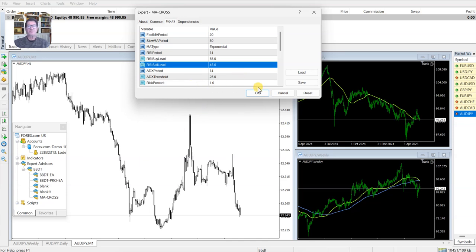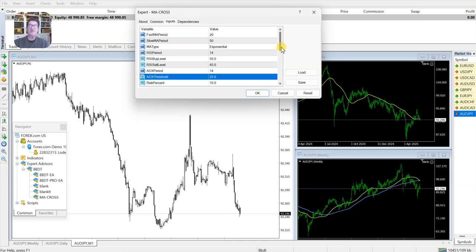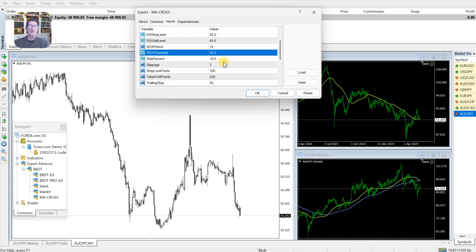So the risk percentage is what you set. I always use 10%. I've been doing this for many years, and I'm not going to change that. Of course, you don't need to follow my lead. You take what you feel comfortable with.